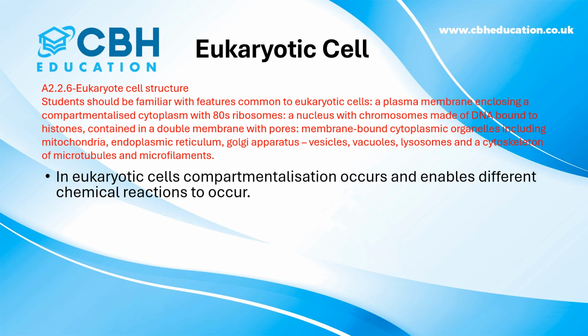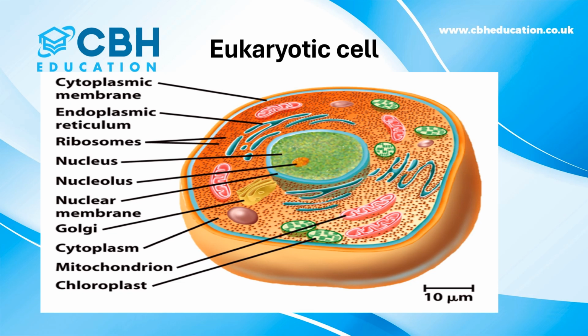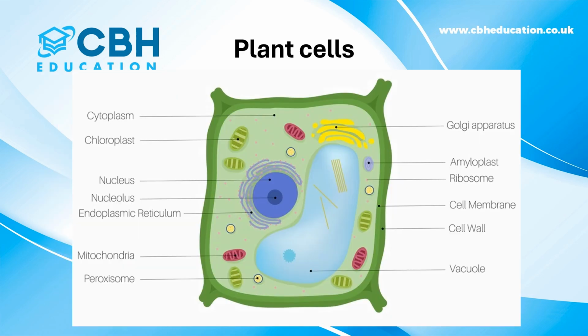So one of the things in eukaryotic cells is that compartmentalization enables different chemical reactions to occur. With eukaryotic cells, you've got the animal cell, which you traditionally see, and then obviously you've got the plant cell, which is shown in the next slide. As you can see, the main differences are aspects such as a cell wall and vacuole.